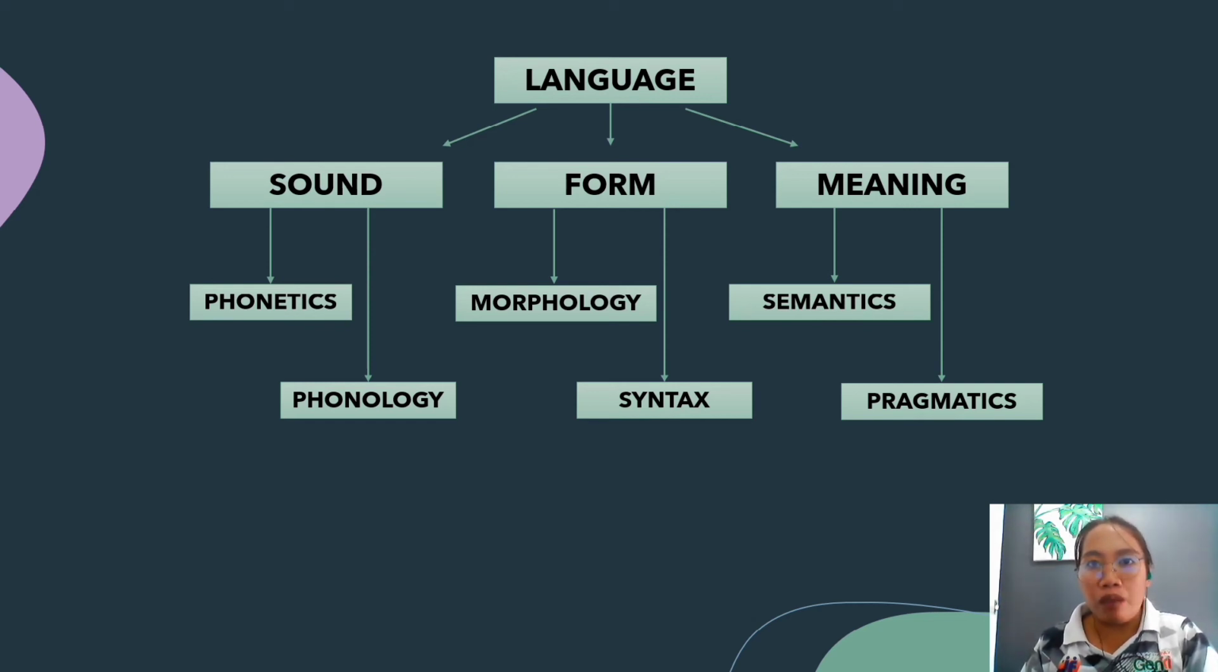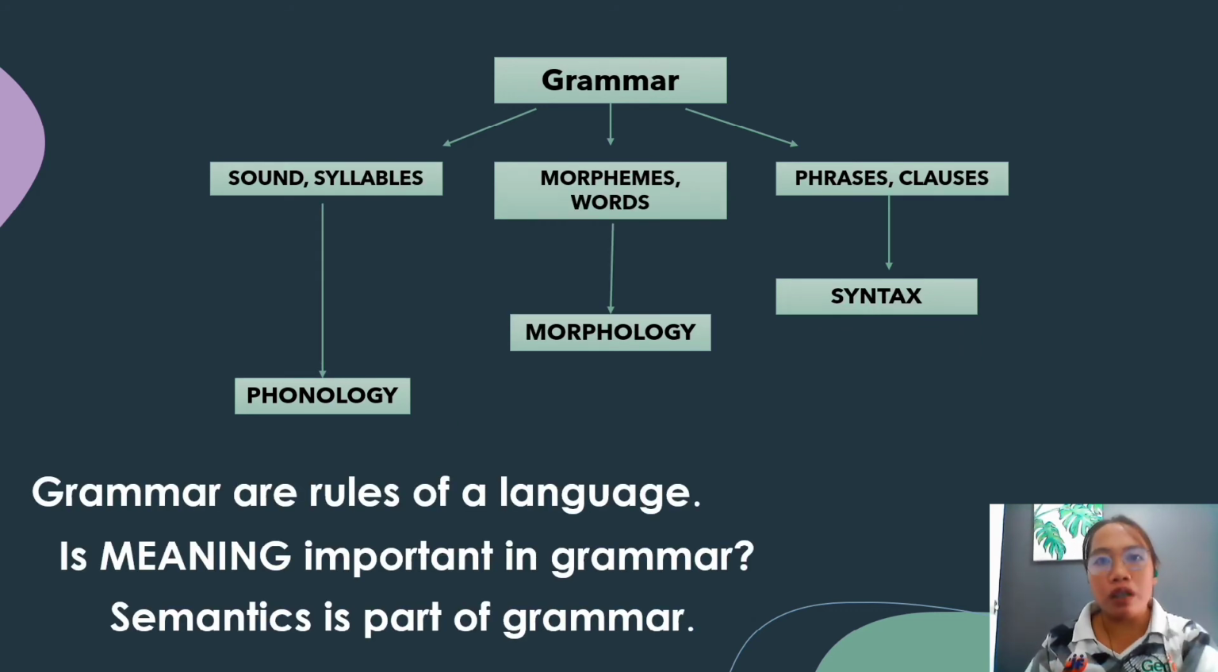Now, for meaning, which is our focus in the discussion, as I've discussed earlier, the two branches that study meaning are semantics and pragmatics. The question here is, what is the role of grammar? Grammar are rules of a language. So basically, we're talking about sound, syllables under phonology, morphemes or words under morphology, phrases, clauses, and sentences under syntax.